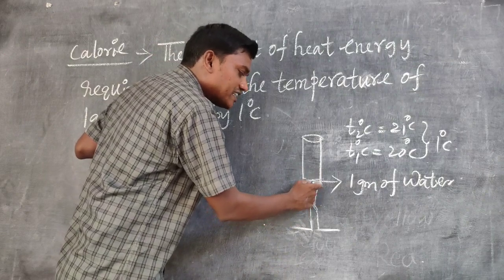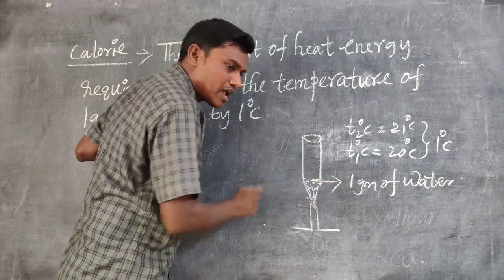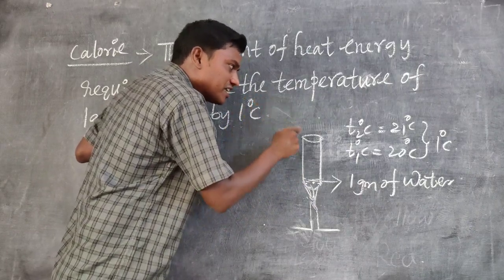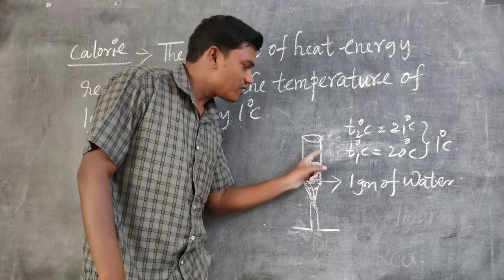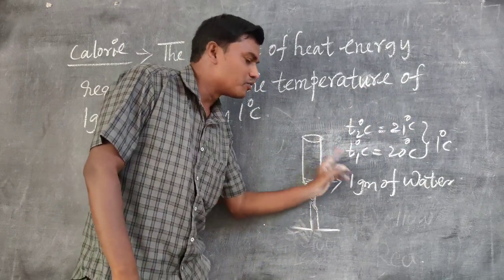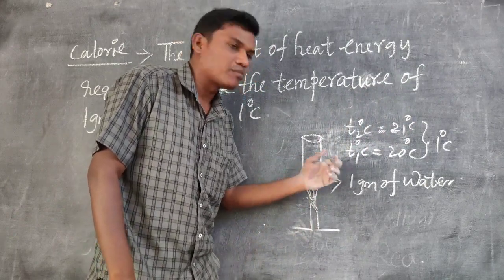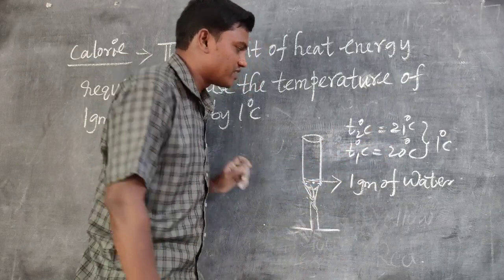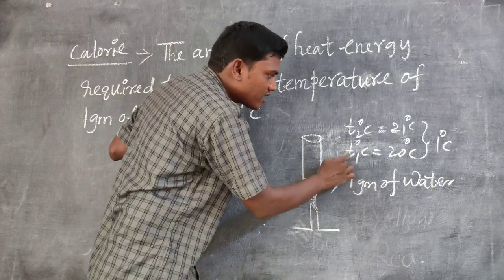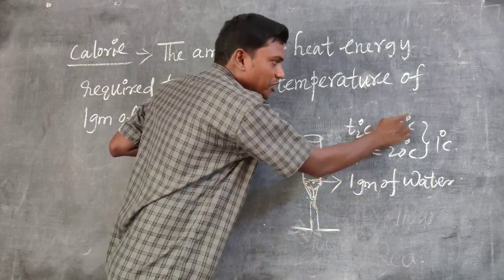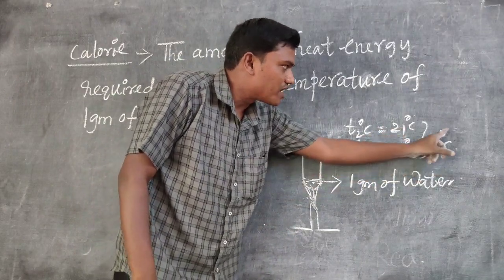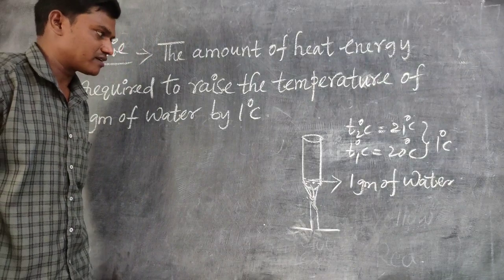Now when you heat the water in the test tube, at that time you clearly observe the temperature reading in the thermometer. If the reading reaches 21 degrees Celsius, immediately remove the test tube from the flame. Now here you are observing, what is the initial temperature of the water? 20 degrees Celsius. And what is the final temperature of the water? 21 degrees Celsius. What is the difference between the initial and final temperature? 1 degree Celsius.